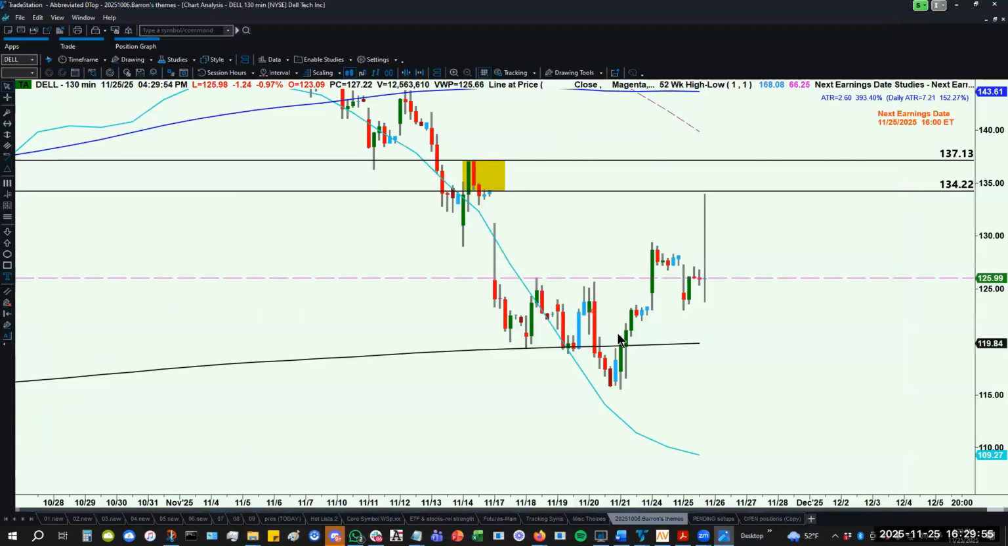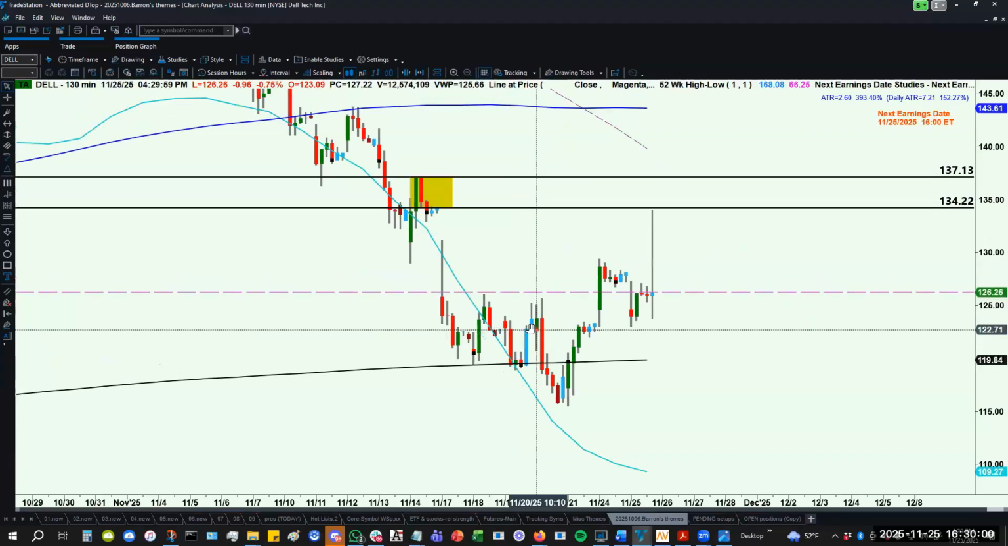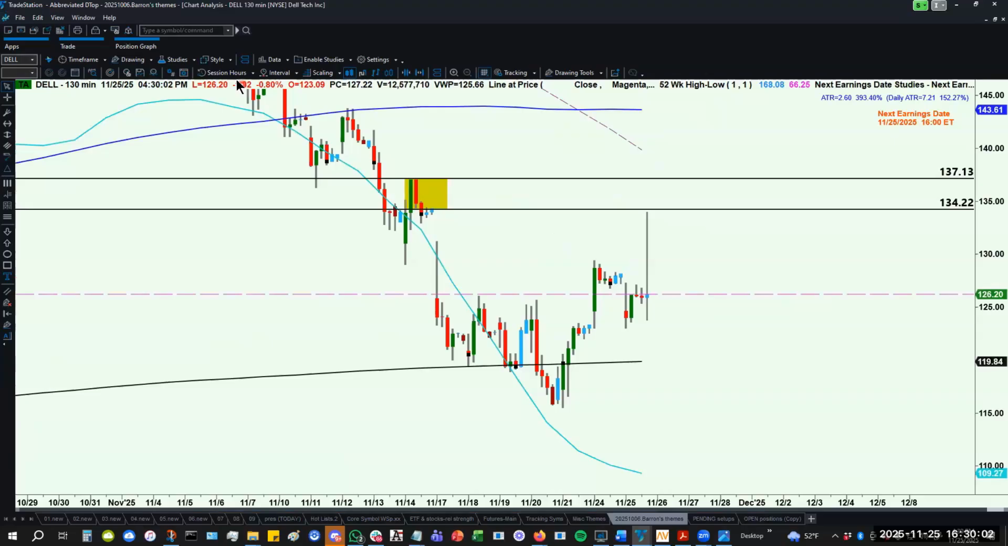Okay, so here is Dell. We're looking at the 2-hour chart of Dell here, and I've turned on the extended hours, so I can see the pre and post market. The regular red and green candles are your regular session hours. This light blue represents essentially a green candle in the extended hours. So you can see right at the close, they did announce earnings, and price came up just about to this supply zone here.